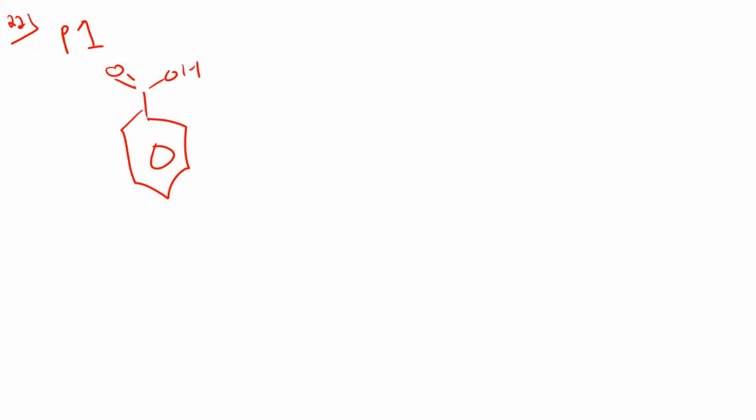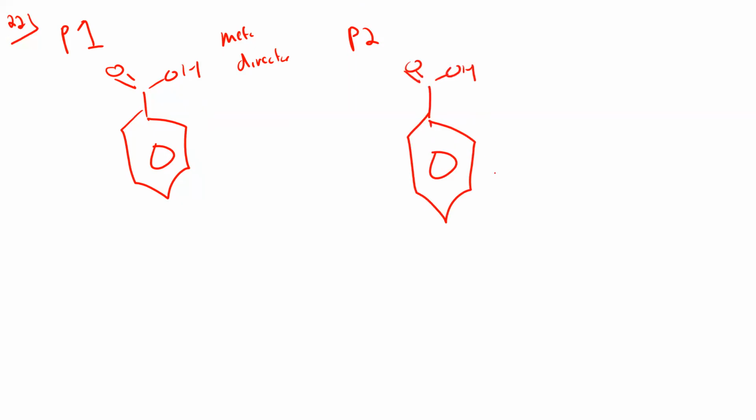That's P1. Now we have a meta director here. This is going to be a meta director, so you can only imagine where we're going to put the nitro group then. I'll put it right here that way people don't get confused about what to put for the answer. Let's draw that a little lower so we're not going to run out of room here. We got our carboxylic acid, we have our meta director, so it doesn't matter what side you put this on.